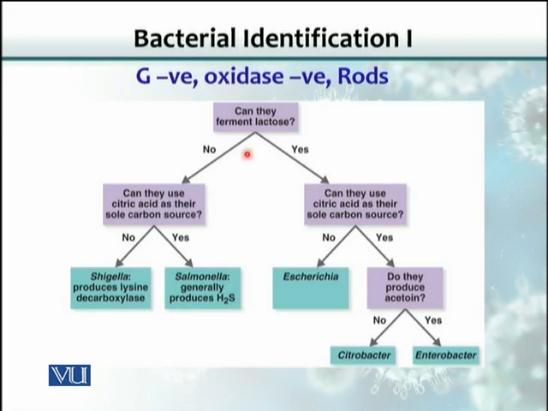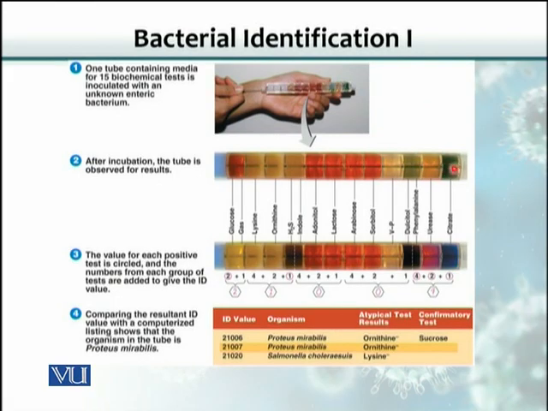Similarly, we just would follow the algorithm. So these various algorithms are available. You don't have to cram for them. You don't have to really memorize them. But these are available in the books, so just follow them. Various companies these days actually market various identification systems.